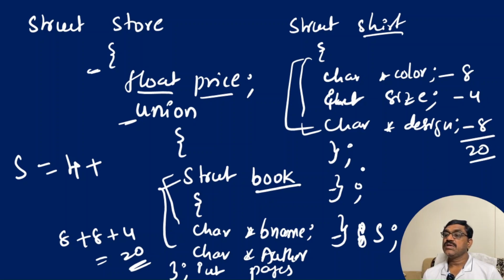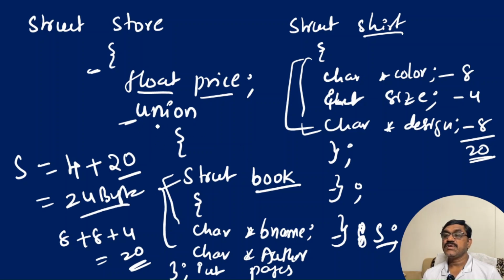See, book is taking 20 bytes and shirt is taking 20 bytes. So among these two structured variables, book and shirt, which is the largest one? Both have the same number of bytes, so it is going to take only one of them, either 20 bytes of this or 20 bytes of this. So in total it takes only 20 bytes of memory. Okay. Now the amount of memory allocated for the store variable s here is 24 bytes.